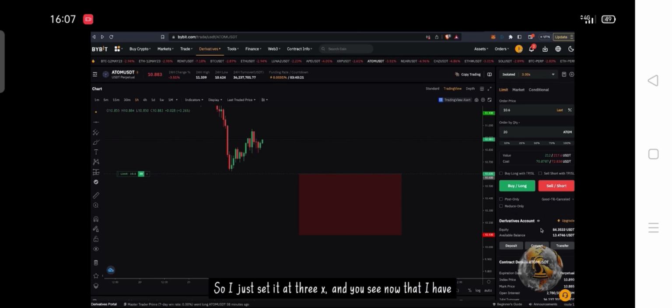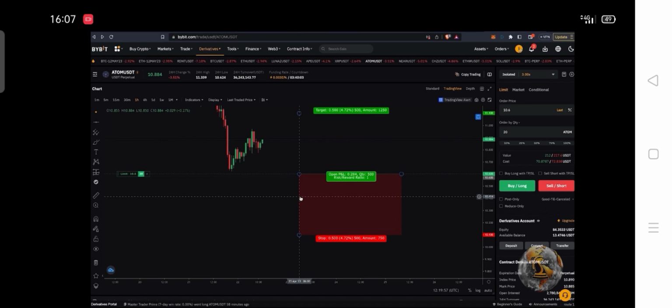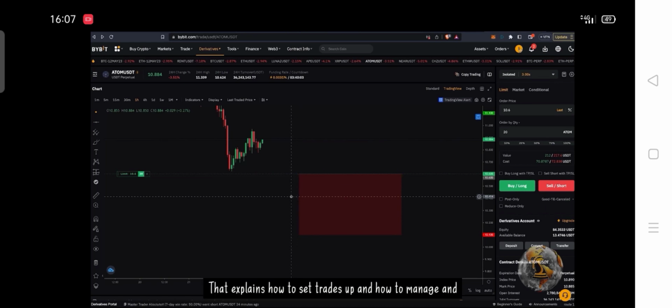So I just set it at 3x, and you see now that I have an available balance of 13. That means it's taken the $70 that were needed and tied them up for this trade. So if I wanted to make any other trades, I now only have $13 to work with, and that is how you manage your risk with your collateral. That explains how to set trades up and how to manage and calculate your leverage.